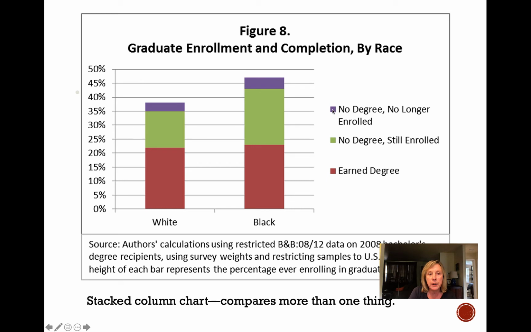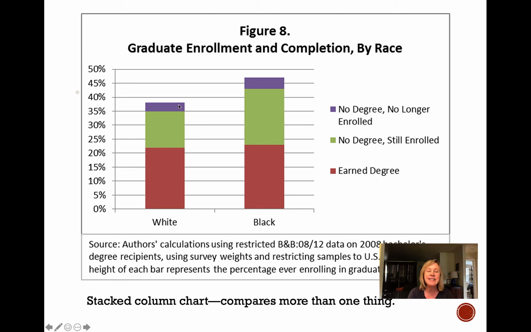Again, color is very important in this. So this is a chart comparing graduate enrollment and completion by race. Among white students, we can see that a little more than 20% have earned a degree. A little more than around 35% have no degree, but they're still enrolled in school. And then we've got around 38% who have no degree and they're no longer enrolled in school.